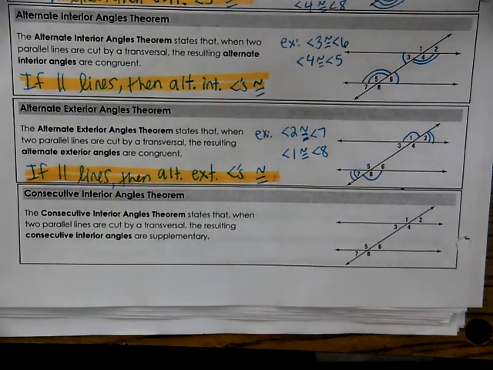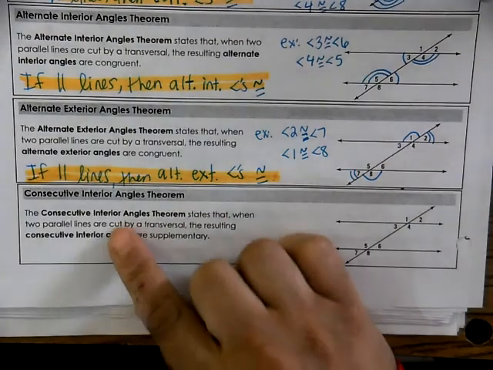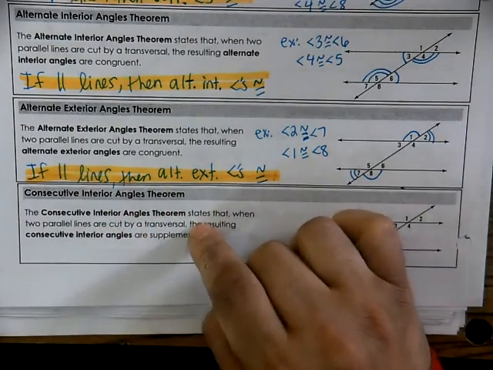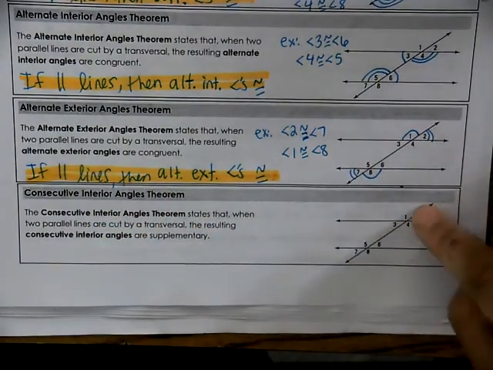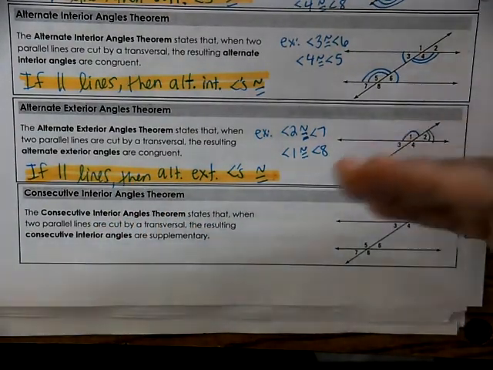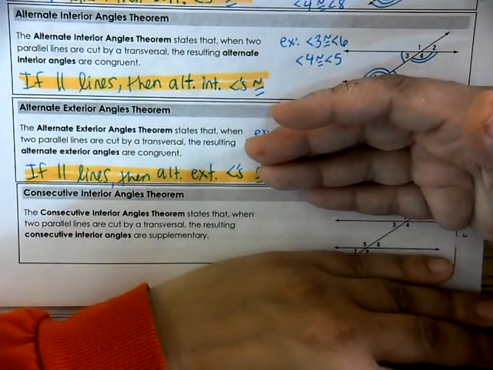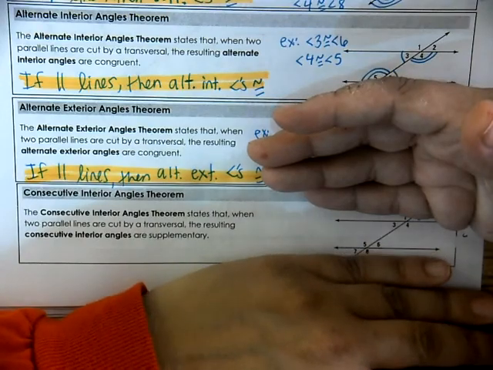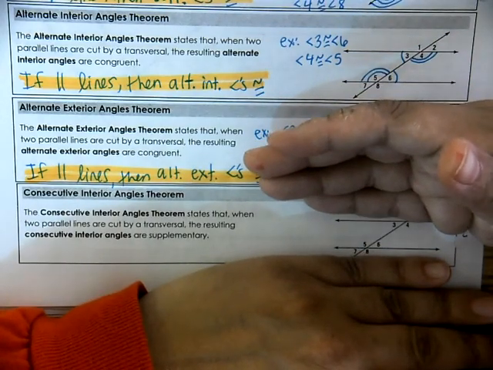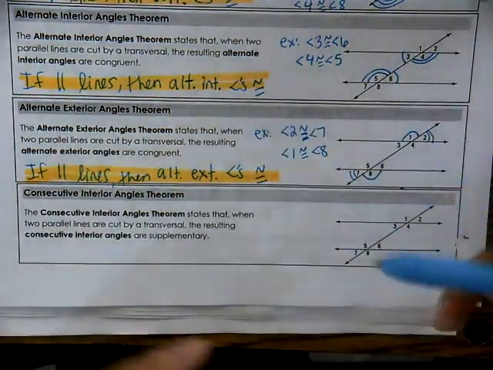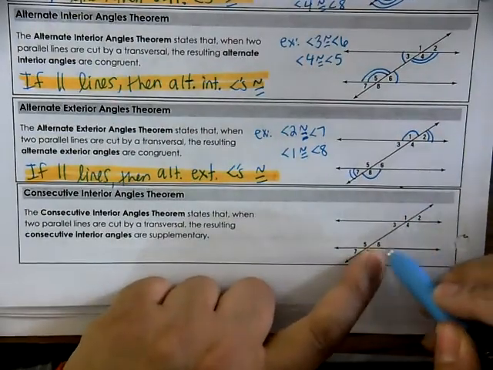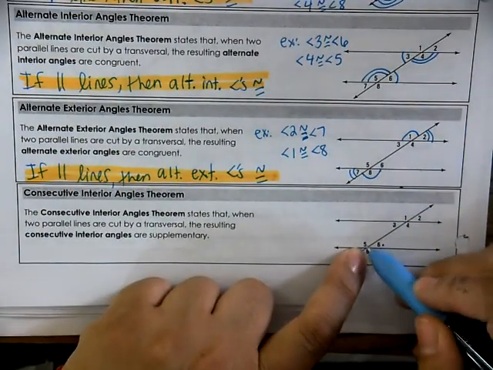But the last one is kind of different from the rest. And so the last one talks about consecutive interior angles. So let's identify where those are on my diagram here. Remember, interior means inside the two lines. So we're working with those 4 angles, like 3, 4, 5, and 6. But then if it's consecutive, that means the same side, not alternate. So we're looking at 4 and 6 together and 3 and 5 together.